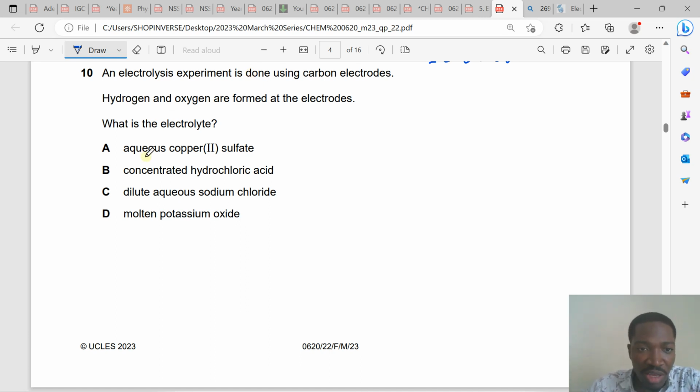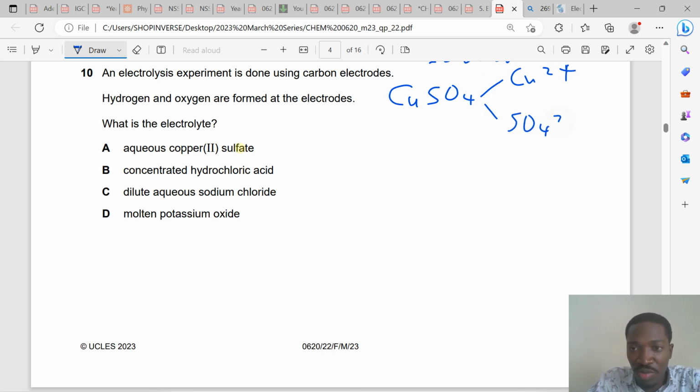Okay, let's see. Aqueous copper(II) sulfate, CuSO4, that's copper(II) sulfate. Concentrated hydrochloric acid. Your copper(II) sulfate will dissociate into copper ions, Cu2+, and SO4 2-, right?